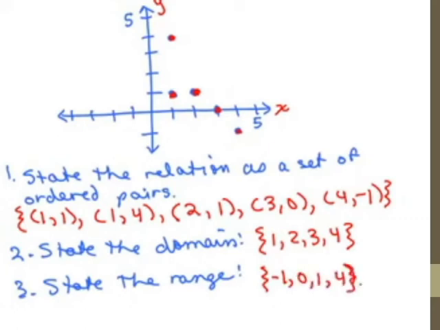You're basically looking at the y values over here. So you can see where's the y value here, here, here, here. You see that's down at negative 1, 0, 1, and 4 if you're checking out the y values.